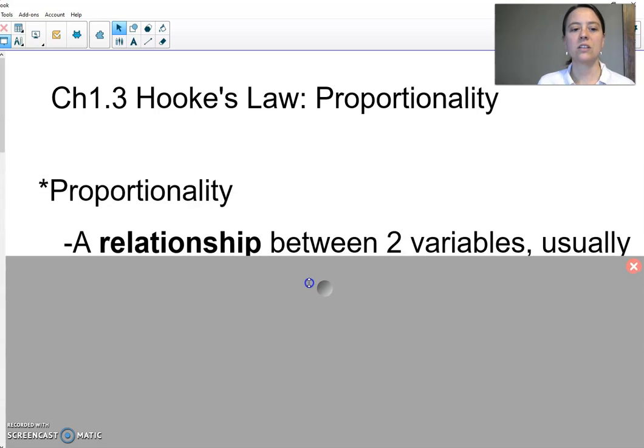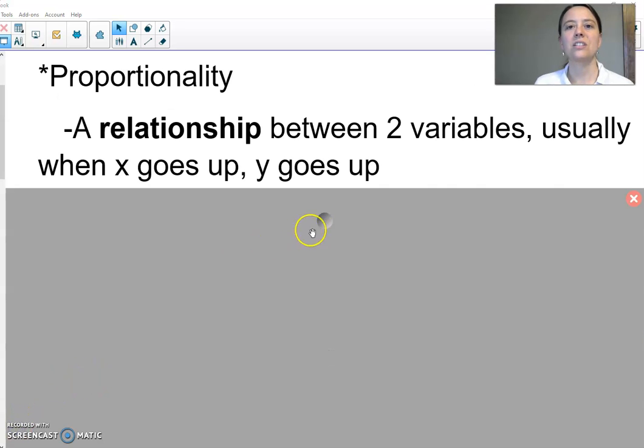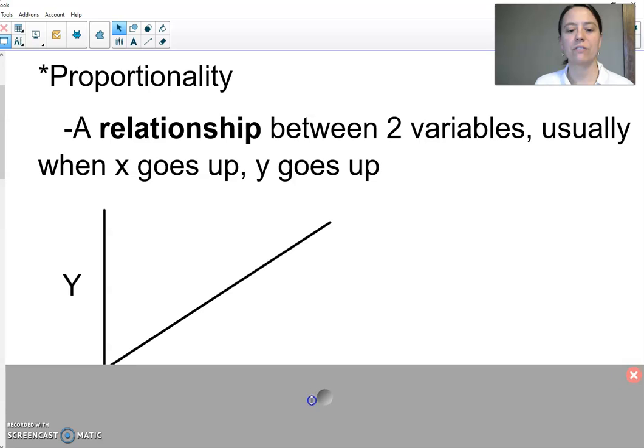So let's talk about proportionality. A proportionality is a relationship between two variables. Usually when x goes up, y goes up. So let's look at what that would look like on a graph.